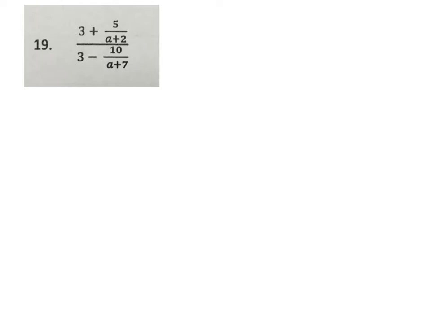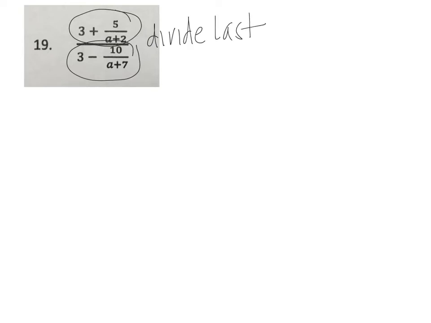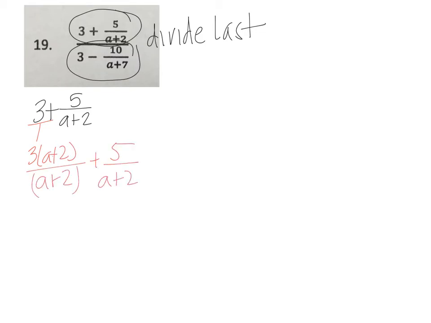Number 19. 19 is a complex fraction. It's going to require us to simplify the top first, simplify the bottom second, and then divide last. So when I look at 3 plus 5 over a plus 2, we can see that a plus 2 has to be our denominator because there's a 1 under that 3. So I'm going to multiply 3 times a plus 2 over a plus 2, plus 5 over a plus 2.